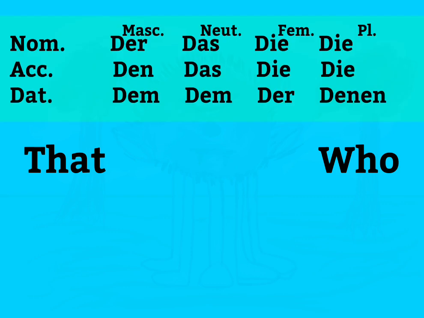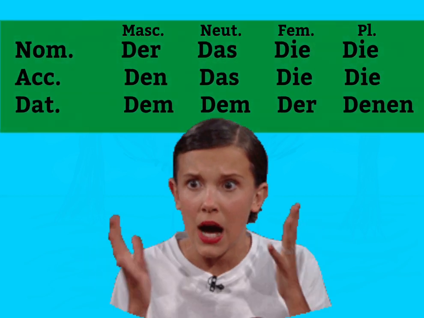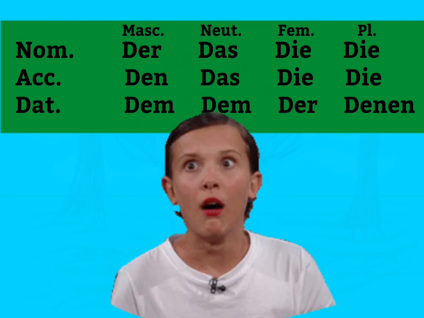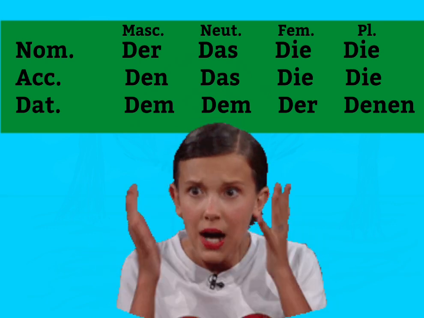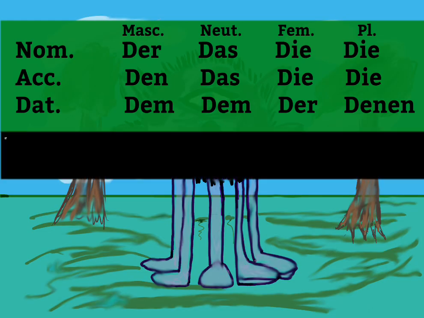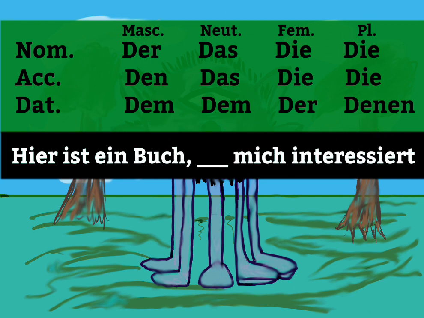So let's take a second here and we're going to look at this chart. This chart should look somewhat familiar. Your German teacher probably has this chart floating around somewhere in their room, and it shows the way that der, die, and das all change depending on the different case. All right, first example. Hier ist ein Buch, blank, mich interessiert. We know that Buch is das Buch. So it says, hier ist ein Buch, das mich interessiert. Here's a book that interests me.